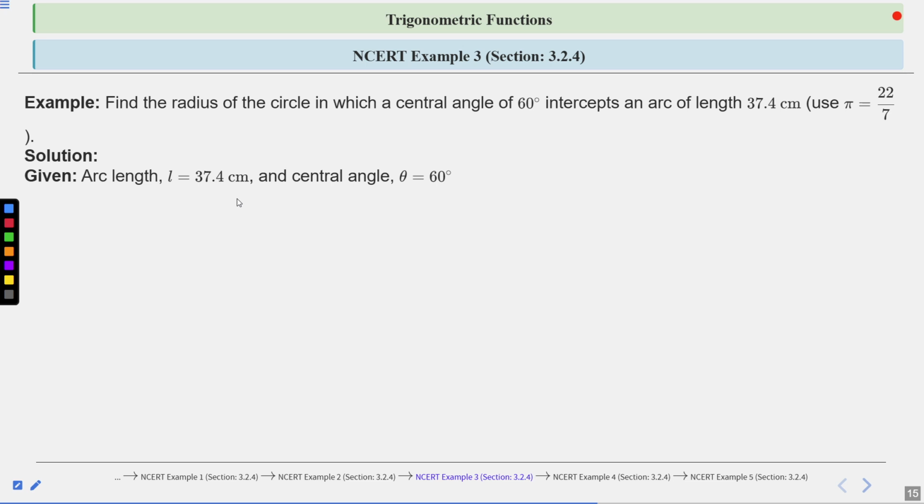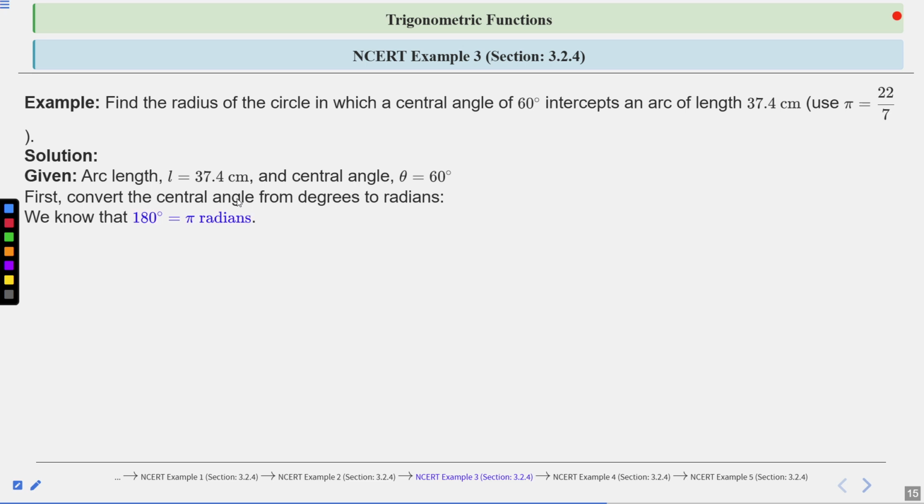Starting with the given information. The arc length notation is simply small l, which is equal to 37.4 centimeters, and your central angle is 60 degrees. So the angle is in degrees, theta is 60 degrees. First of all, in order to use your formula theta is equal to arc length by radius, you must convert your degrees to radians. So, converting this central angle from degrees to radians.